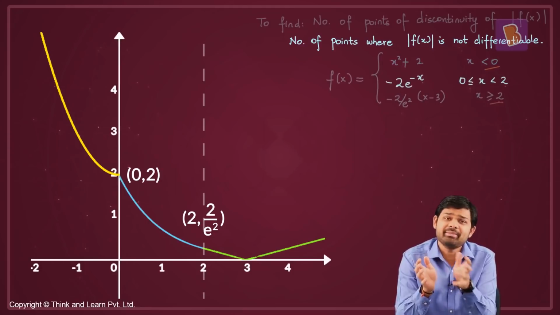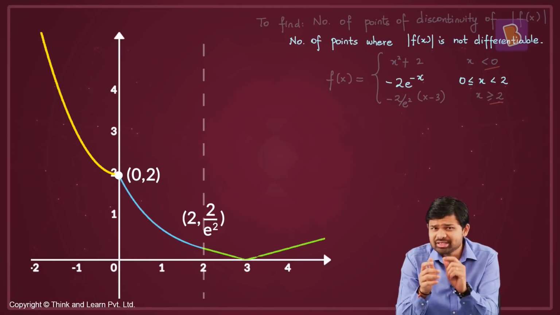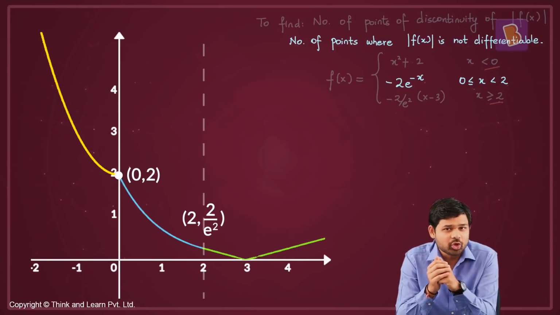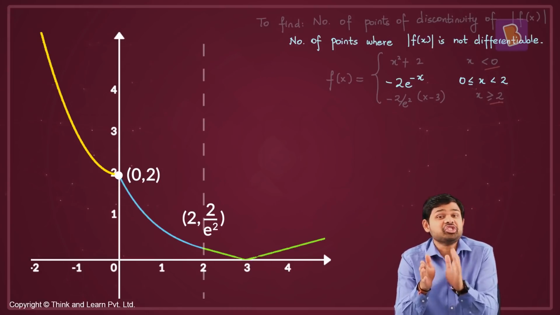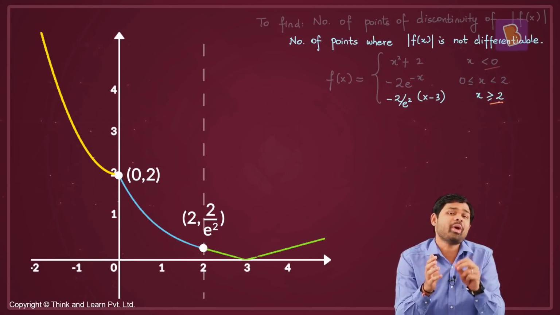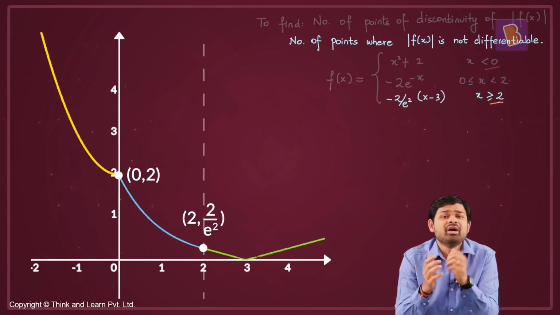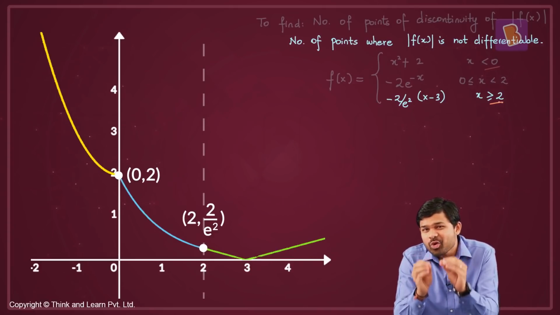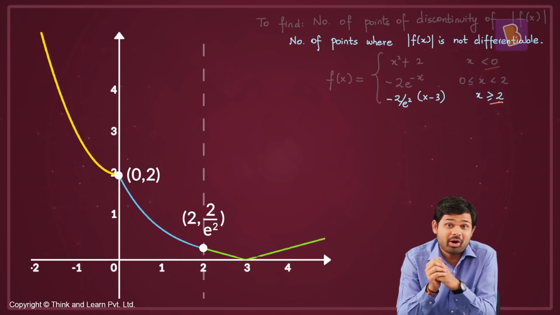From quadratic, it becomes an exponential function. So this is a point that we need to be a little careful with. Then there is x equal to 2. At x equal to 2, the function changes from exponential to linear. So this is also a point where we have to be a little careful about checking whether the function is differentiable or not. Now, are these the only 2 points we have to be careful about?